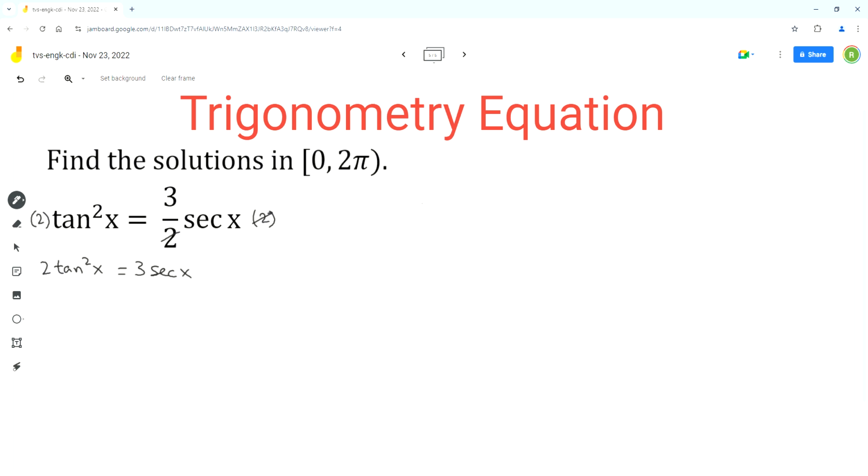Next, we should change this equation so that there is only one trigonometry function in the whole equation. Currently, it has two different trigonometry functions, tan and secant. We have to use the Pythagorean identity to change tan square x into secant square x, and the identity is tan square x equals secant square x minus 1, so we should replace tan square x with secant square x minus 1.